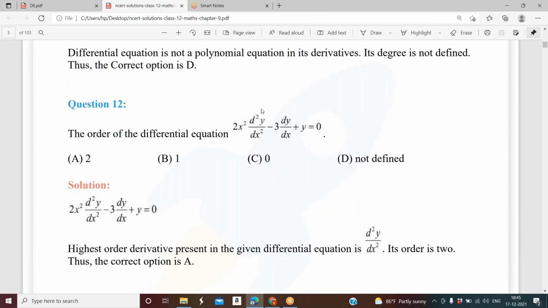For the next equation, the highest order derivative is d²y/dx². Y is differentiated with respect to x twice. So order is 2. What about the degree? It is 1. Its power is 1. So which is the correct option? Option A. Here only order is asked. So answer A.